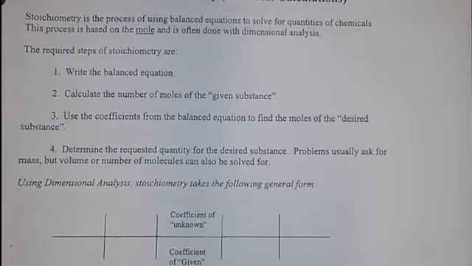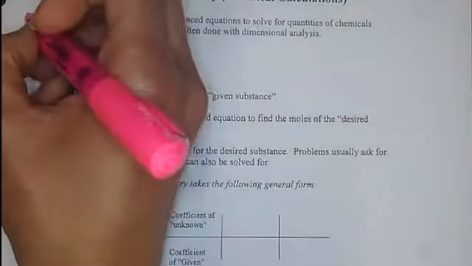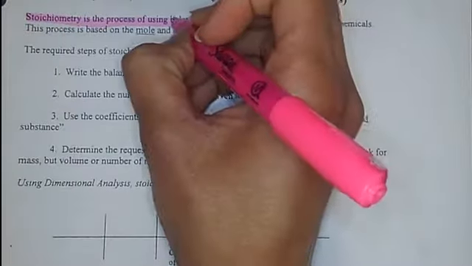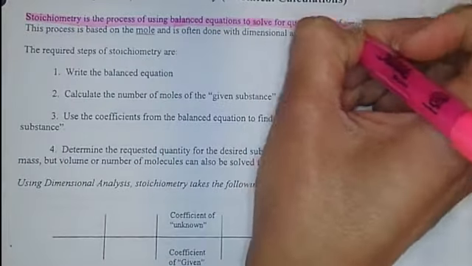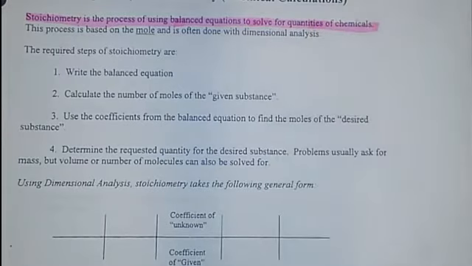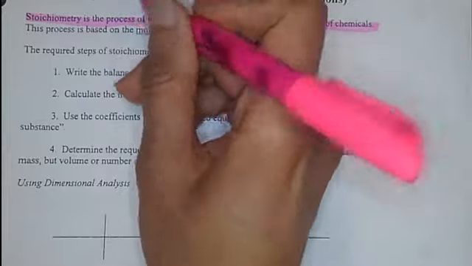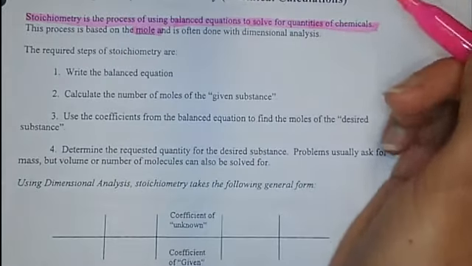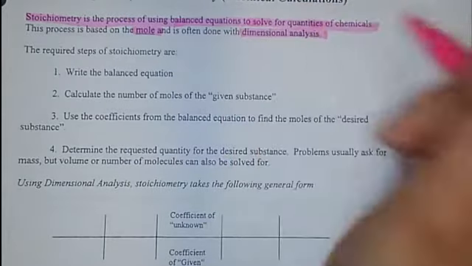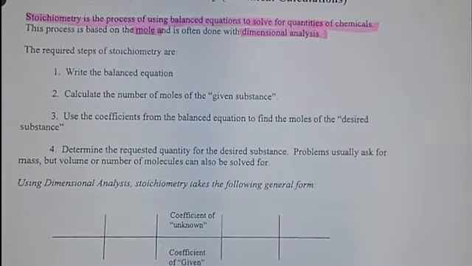Okay, let's get started. Stoichiometry is the process of using a balanced chemical equation to solve for quantities of chemicals. This process is based on the mole, and is often done with dimensional analysis. So you will be using dimensional analysis to do this.